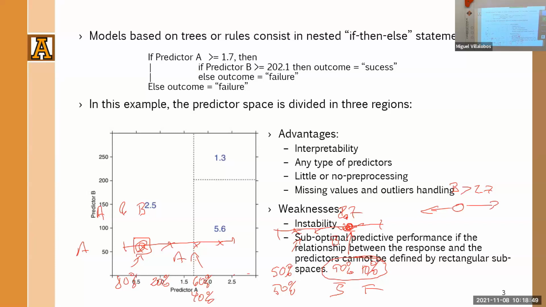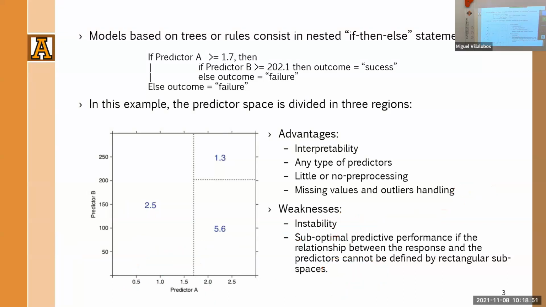Once I partition the data, I have, for example, in this case, predictor A. That was the first one it chose, right? Predictor A is greater than or equal to 1.7. Once I know that's my first split, then I have two sets of data: the data to the right of 1.7 and to the left.